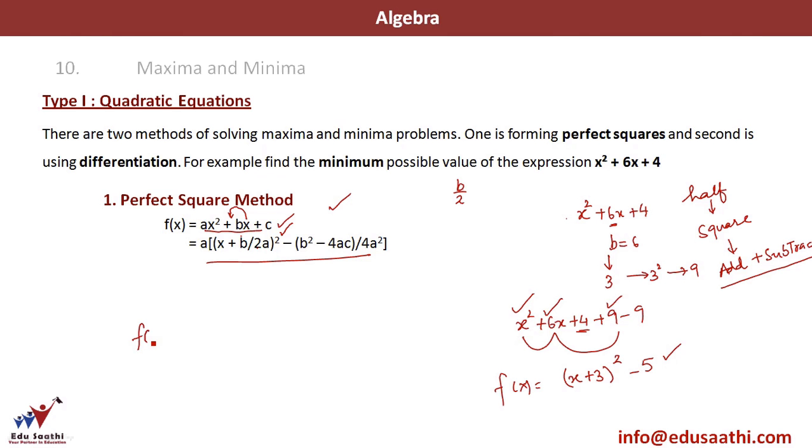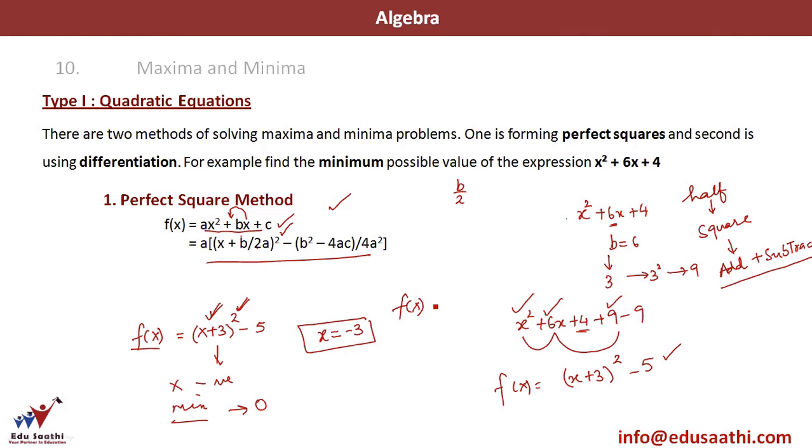Now if you look at it, f(x) is composed of two things. One is x plus 3 whole square and the other is minus 5. Now this is a square of a number, and the square of a number can never be negative. The minimum value for a square of a number is 0. So this value would turn out to be minimum when I put x is equal to minus 3. So f(x) will turn out to be minimum because this value is always positive, or the minimum is 0. So if you put x is equal to minus 3, this will turn out to be 0 and the value of f(x) will be minus 5. So the point of minima will be minus 3 and the minimum value would be minus 5.